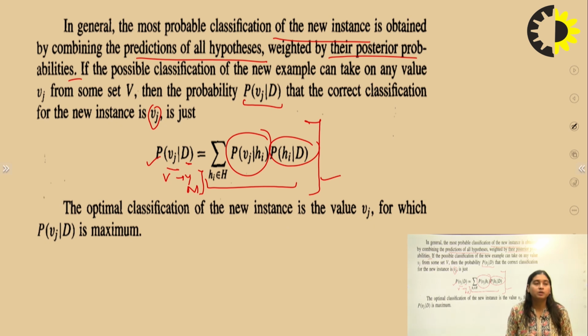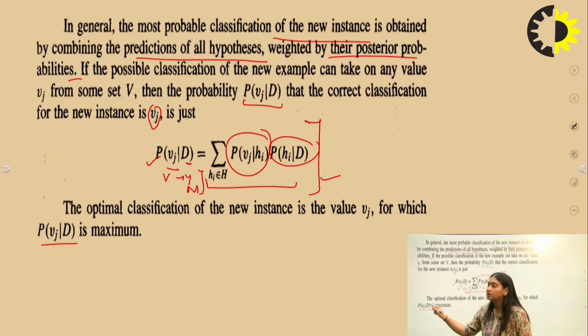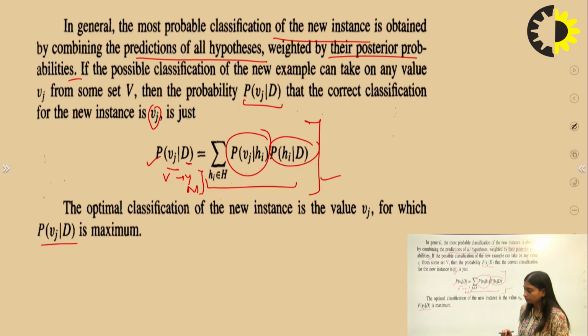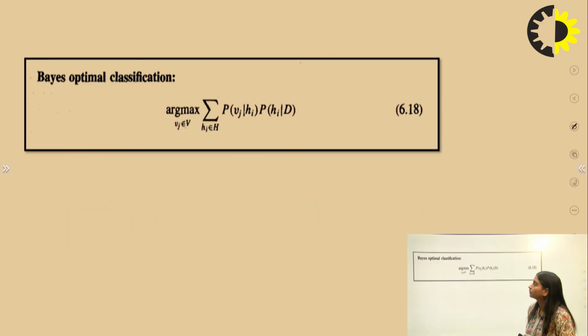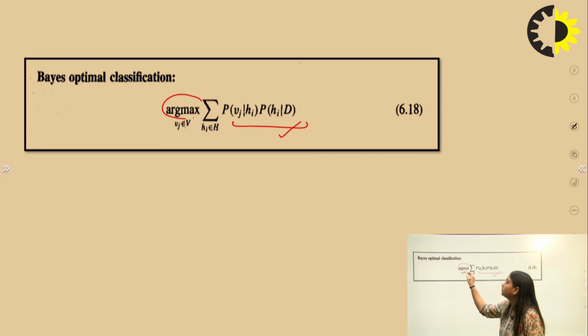So the optimal classification of the new instance is the value Vj for which you have to maximize this particular value, P(Vj | D). D is your data set and V is your values from some set capital V. So this is the equation of Bayes optimal classification. We have already studied it. We have to maximize this particular value, which is why we use a mathematical function, that is argmax, argmax Vj belongs to capital V.